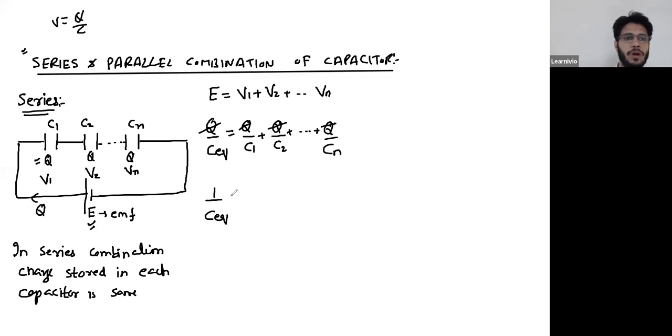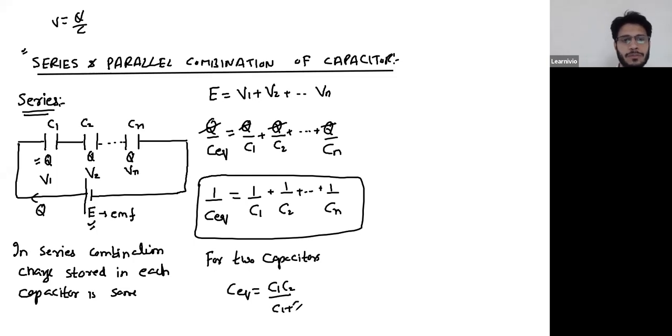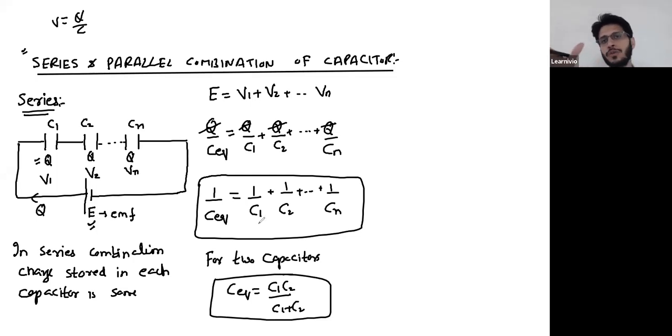So you are left with 1 by C equivalent is 1 by C1, 1 by C2, 1 by Cn. So this is how we calculate equivalent capacitance if you have capacitors connected in series: 1 by C1 plus 1 by C2 up to 1 by Cn. If you have two capacitors, you can simplify this expression. You can write your C equivalent as simply C1 C2 by C1 plus C2. Otherwise, you will calculate 1 by C equivalent as 1 by C1 plus 1 by C2 up to 1 by Cn.